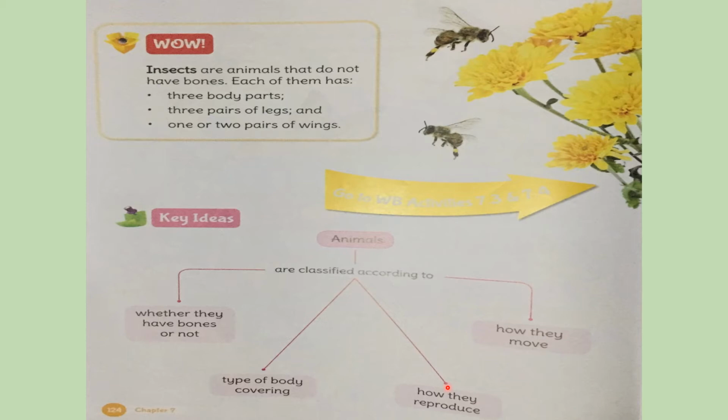Okay, so the other one is how they move. When we say move, that means there are some animals that walk, some run, some can fly, some can glide, some can hop, and some can crawl.